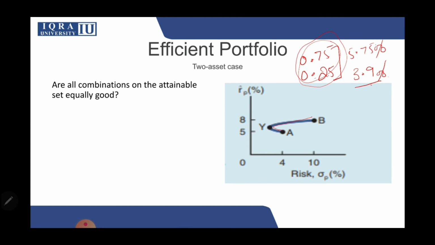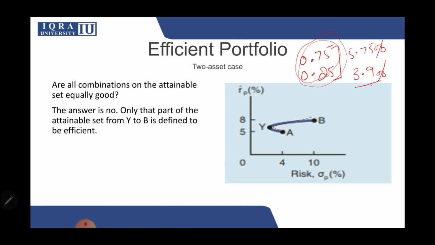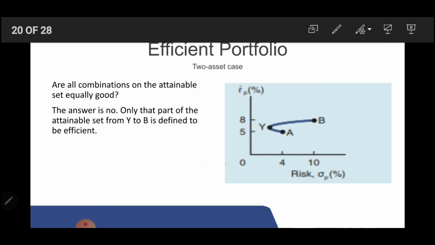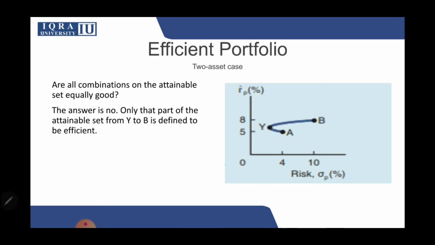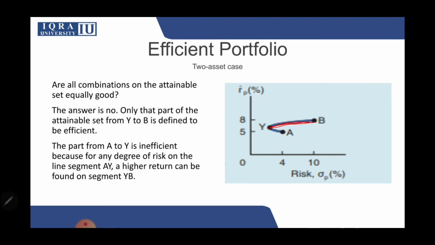So if you look at the attainable set, which point do you think would be the best combination? Only that part of the attainable set from Y to B is defined to be efficient. So the only efficient part over here is the part from Y to B. So this is your efficient set. The part from A to Y is inefficient because for any degree of risk on the line segment AY, a higher return can be found on line segment YB.